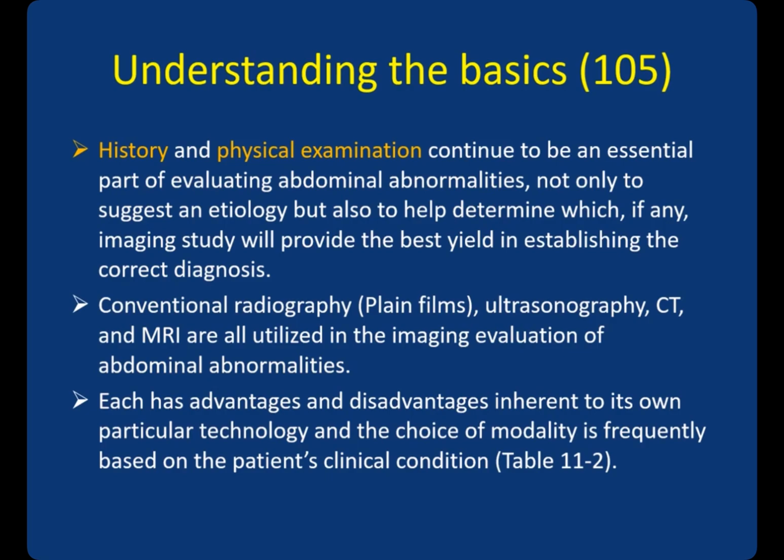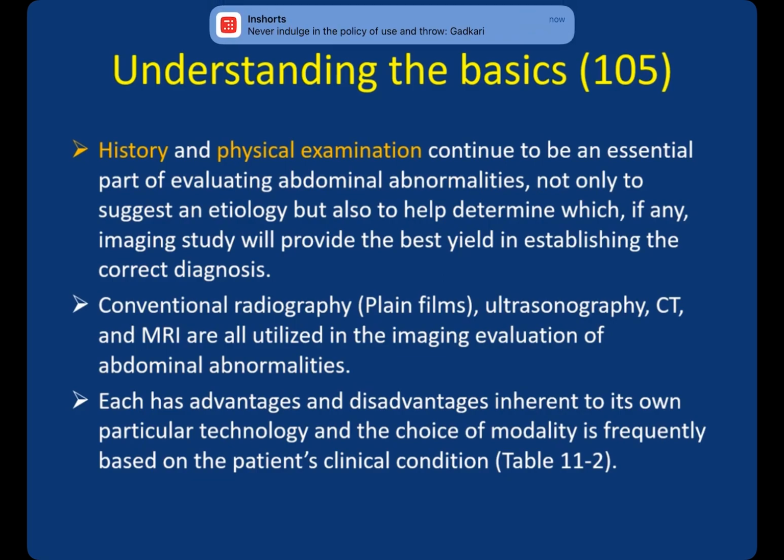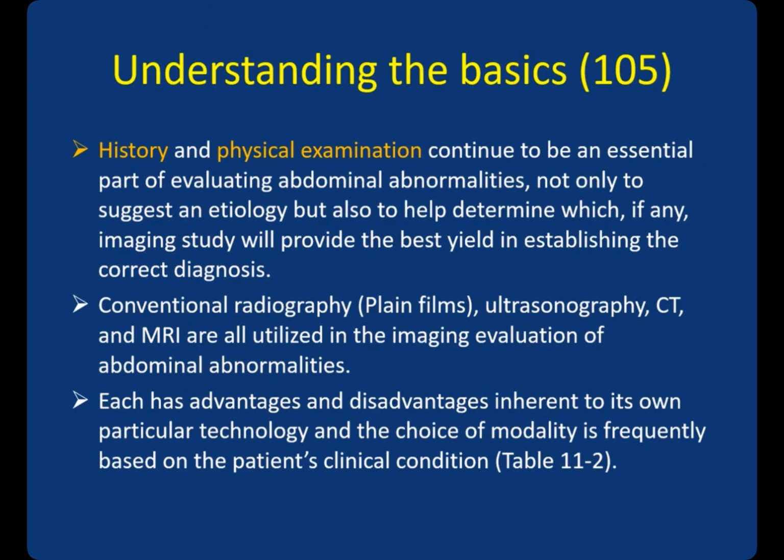The basis of the imaging of the upper abdomen is that history and physical examination continue to be an essential part of evaluating abdominal abnormalities, not only to suggest an etiology, but also to help determine which, if any, imaging study will provide the best yield in establishing the correct diagnosis. Conventional radiography, ultrasonography, CT, and MRI are all utilized in the imaging evaluation of abdominal abnormalities. Each method has advantages and disadvantages inherent to its own particular technology, and the choice of modality is frequently based on the patient's clinical condition.